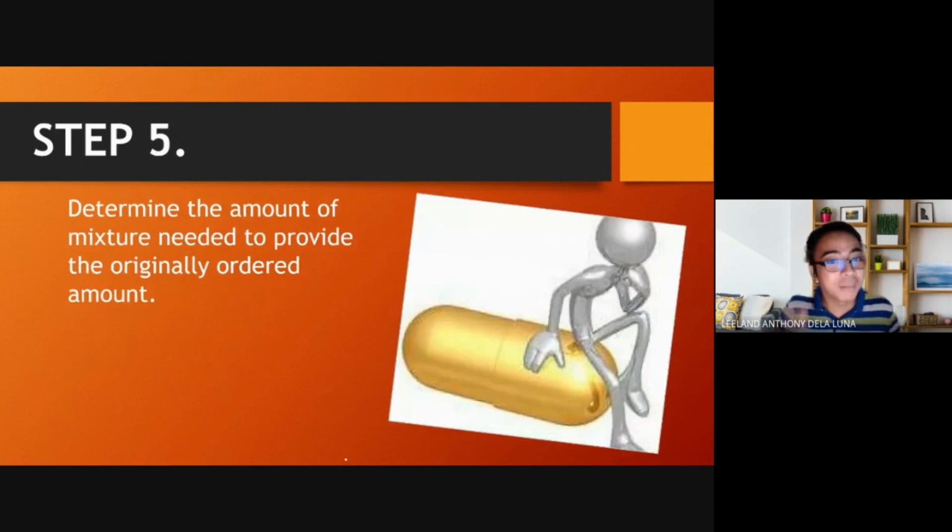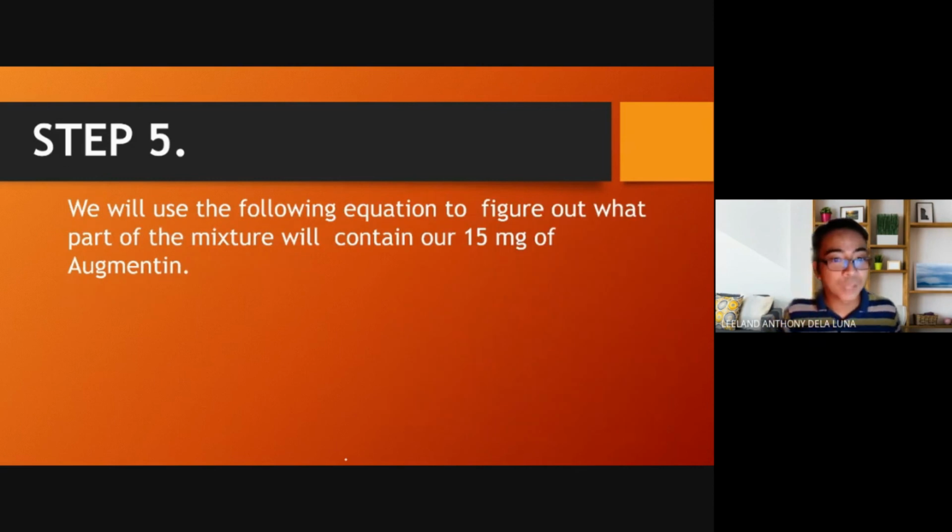Next, class, to determine the amount of mixture needed to provide the original ordered amount. Okay? What is our original ordered amount? 15 milligrams, right? That's the original. Then I just kept scaling it up because my weighing scale can't handle it. Alright? So now class, we will use the following equation to figure out what part of the mixture will contain 15 milligrams of Augmentin.